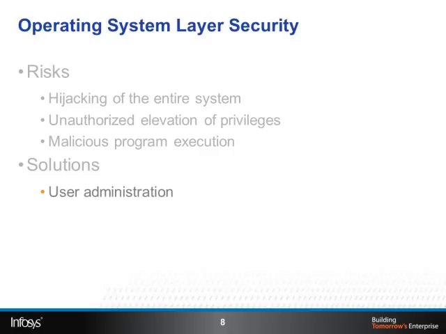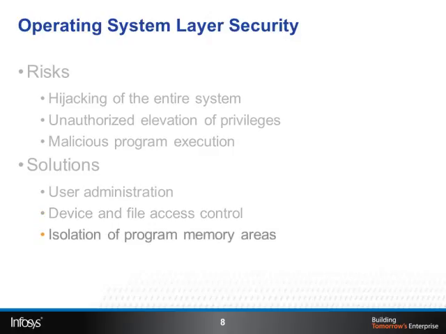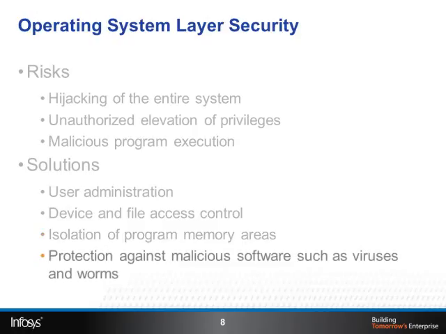For example, in Unix, the classes of users are owner, group and others. Through user management, we can make sure only authorized persons have the permissions to perform critical tasks. Device and file control means blocking the use of unauthorized devices like thumb drives, cameras, etc., and providing classes of permission for files such as read, write, and execute. Isolation of program memory areas makes sure that a user's or program's memory does not conflict with other users' or programs' memory. Protection against malicious software such as viruses and worms.